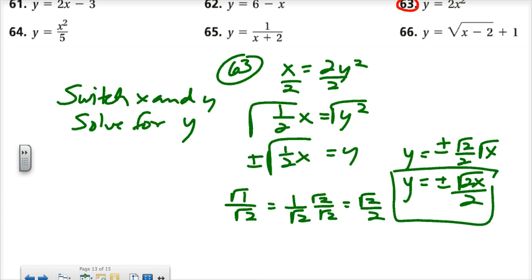The book basically stopped up here and said y equals plus or minus the square root of x over 2. But we should rationalize that denominator on that one. So switch the x and y and solve for y.